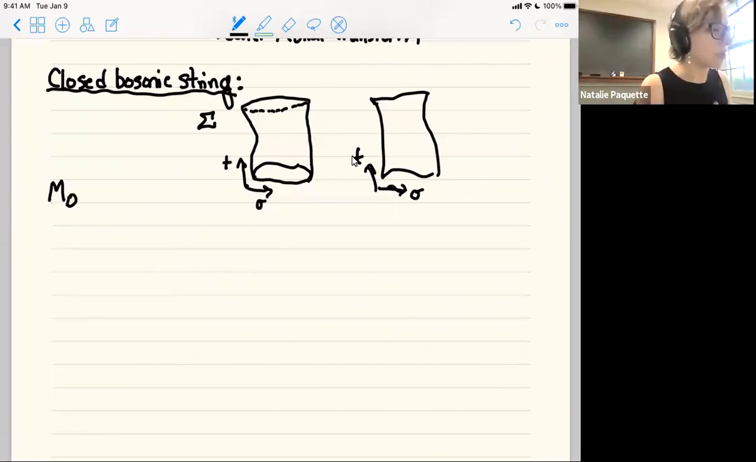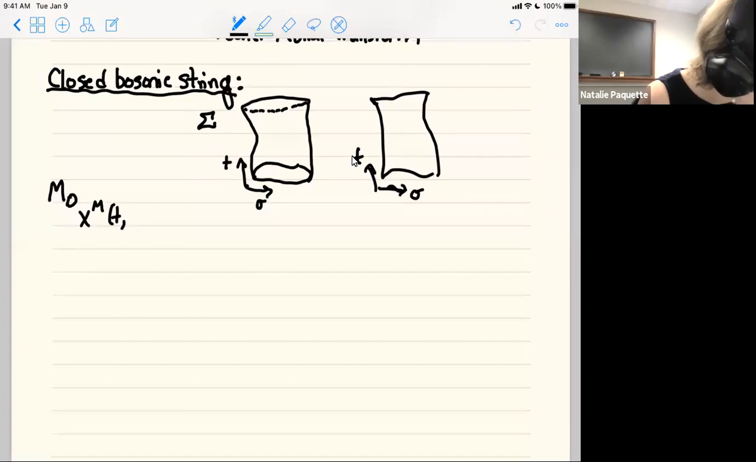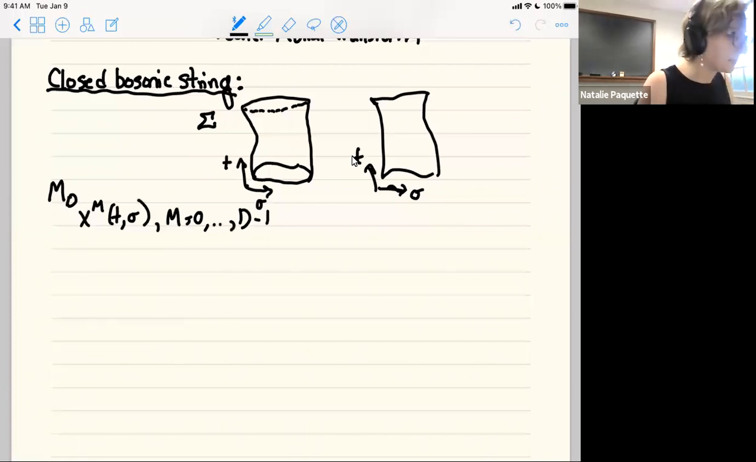And so we're going to parameterize the configuration of the string in our background Minkowski space by some real valued functions X^M(t, sigma), where M is an index spanning our d dimensions. And these are, I'll call them embedding scalars, because they give an embedding of sigma into our target space, M of d.